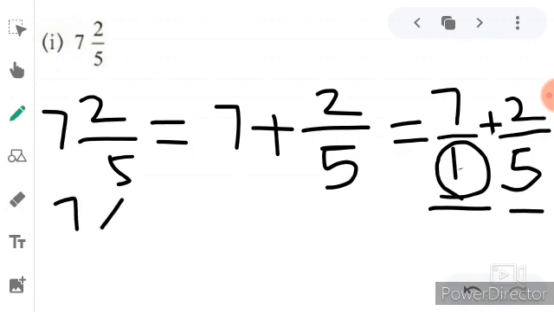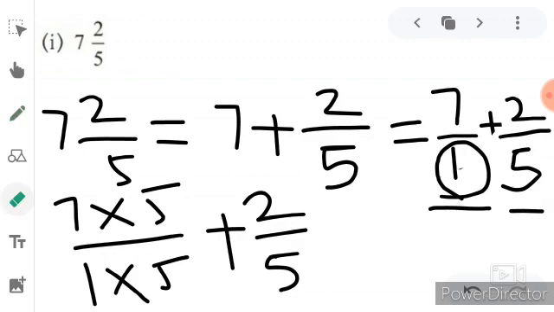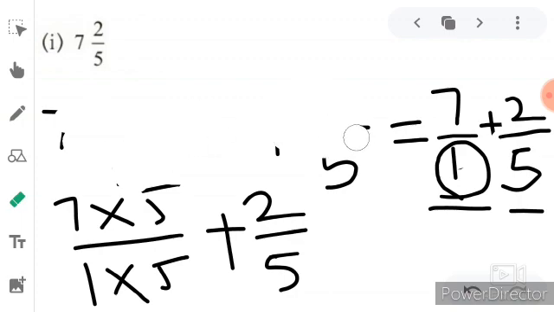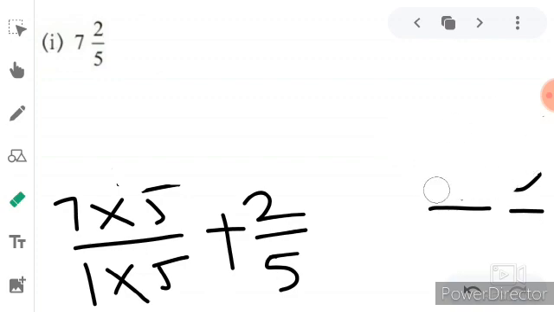So 7 multiplied by 5, 1 multiplied by 5 plus 2 upon 5 as it is. Okay, now let me erase this and we are going to solve further over here. I hope you can understand. Okay, so write down in your notebook and try to solve, and take another example from your textbook.